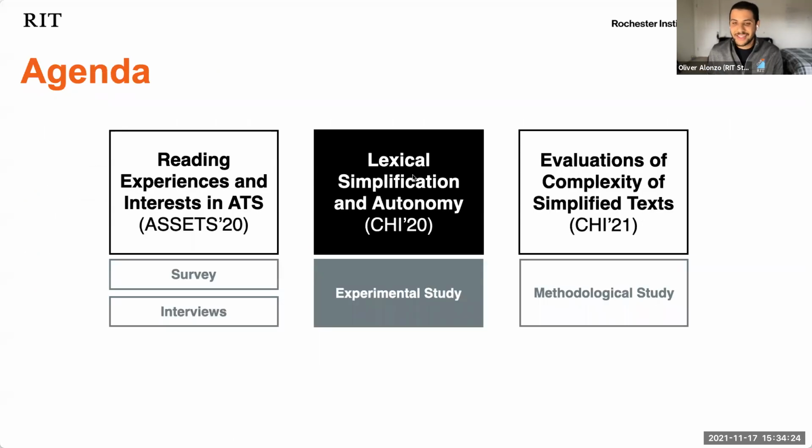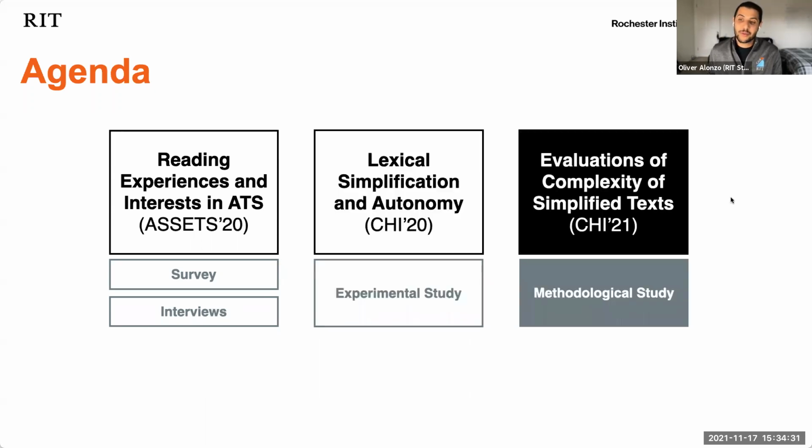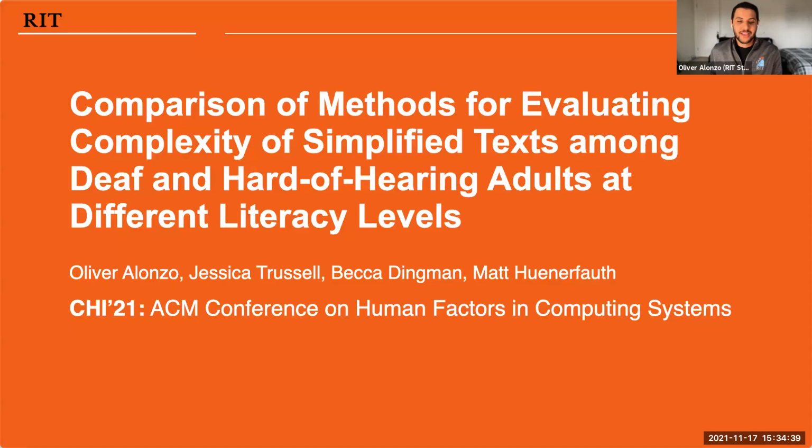And so that concludes that study focused on the benefits of lexical simplification and autonomy. And now let me walk you through a methodological study that we conducted on how to evaluate the complexity of simplified text among deaf and hard of hearing adults. And this work was presented at the CHI 21 conference with the title Comparison of Methods for Evaluating Complexity of Simplified Text among deaf and hard of hearing adults at different literacy levels. And this was done in collaboration with Jessica Trussell, Becca Dingman, and Matt Unifeld.